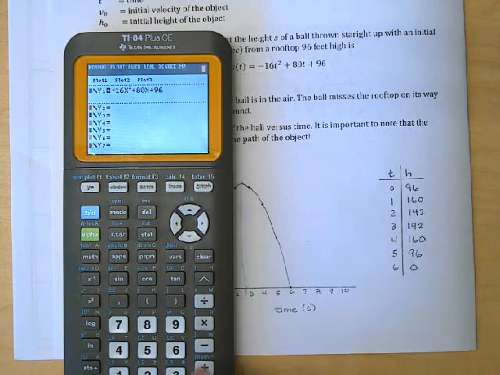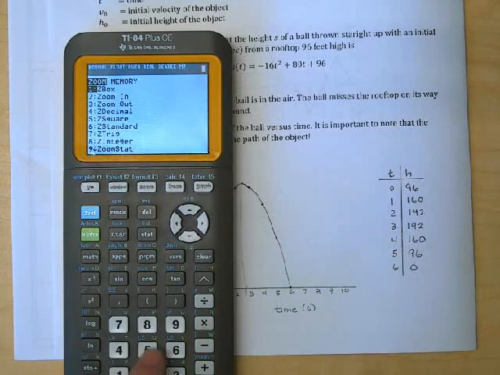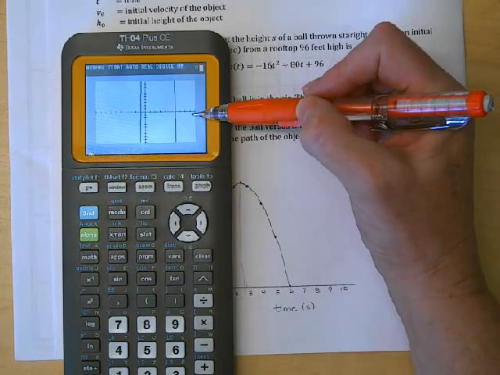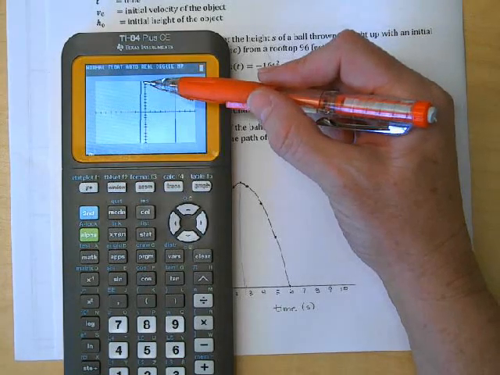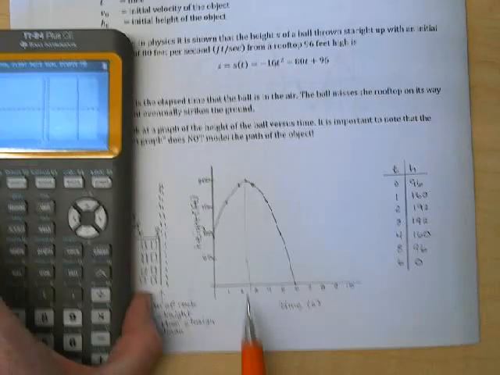Now, if I were just to graph this as is, because a lot of times we just said, oh, hit zoom and hit standard, number 6. That just gives me a standard window, which goes from negative 10 to 10, negative 10 to 10. You can see that it doesn't even look like a parabola, like what we're looking for. And that's where you have to make sure that you're able to adjust your window to find what we're looking for.